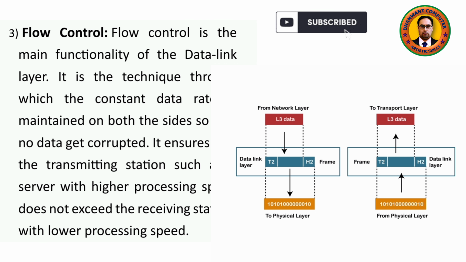3. Flow control. Flow control is the main functionality of the data link layer. It is the technique through which the constant data rate is maintained on both the sides so that no data get corrupted. It ensures that the transmitting station, such as a server with higher processing speed, does not exceed the receiving station with lower processing speed.